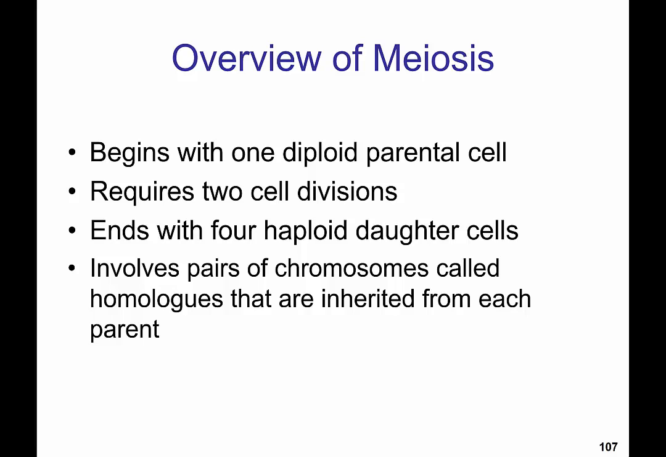With mitosis, we had diploid cells. This means there are two copies of each chromosome. A haploid cell has half the diploid number, so there's a single copy of each chromosome. In meiosis, this involves pairs of chromosomes called homologs that are inherited from each parent. We'll see this information again as we get into genetics.